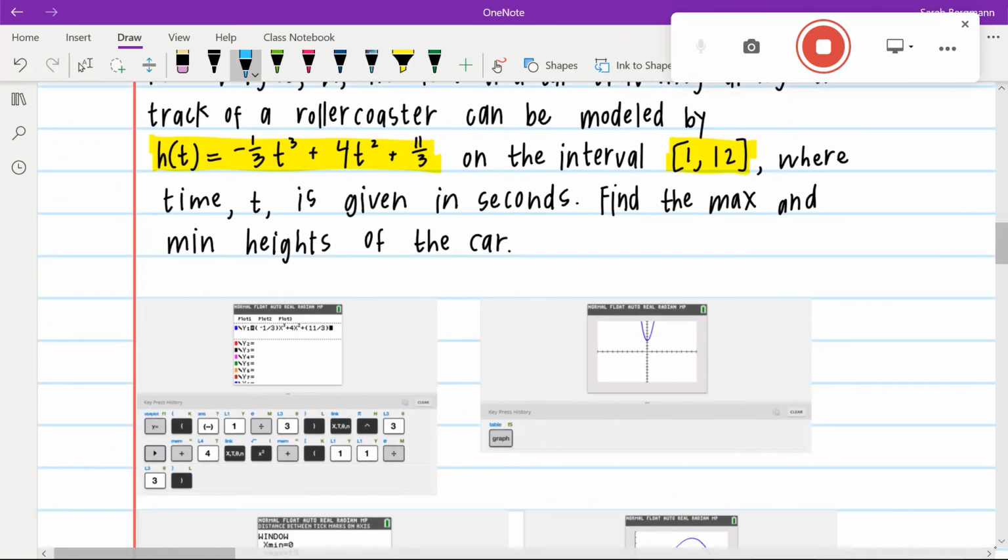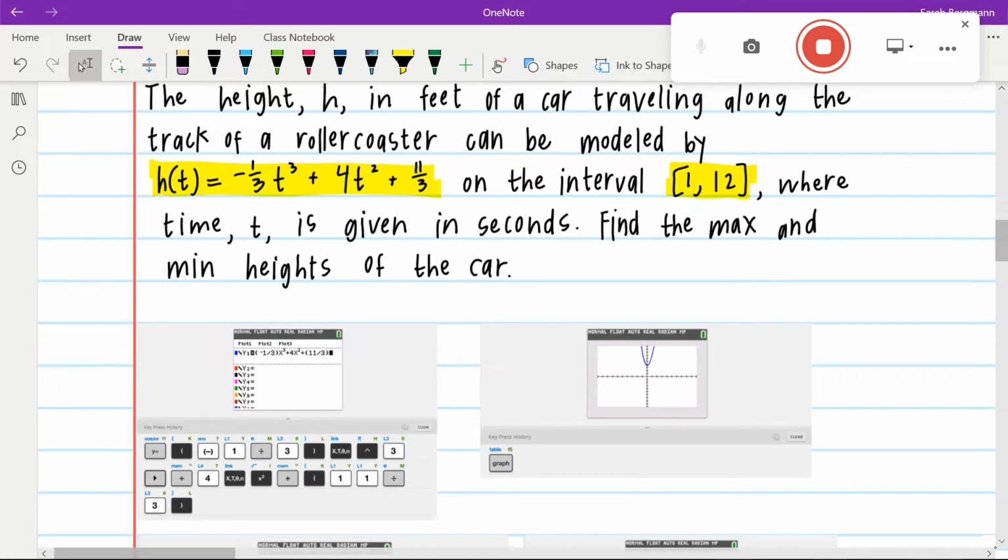So what I did was I plugged in my function to my graphing calculator. You can see what I did here. And just looking at it on a normal window, I didn't see much. Just looking at it on a normal window kind of looks almost like a quadratic function. But I know that this is a cubed power, the highest power is cubed. So I know that this shouldn't just be a parabola shape.